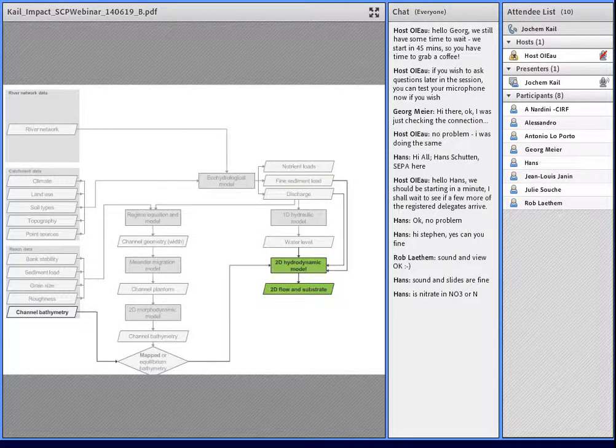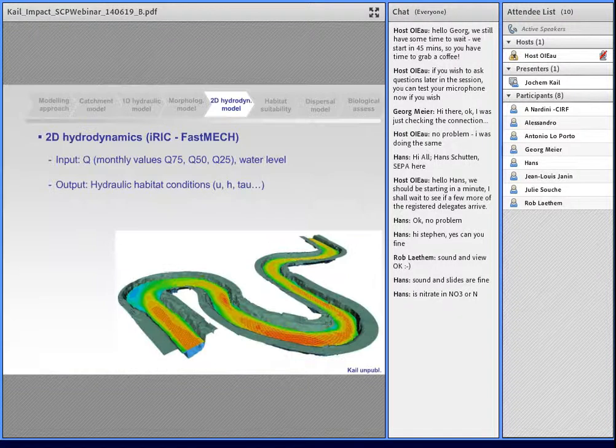So that's why for the following steps we simply use the channel bathymetry that we have mapped in the field, and this together with the discharge and the water level were the input variables for the 2D hydrodynamic model. I think you are probably also familiar with these kinds of models. So the input here were the discharge value, the monthly values for the three different hydrological variables.